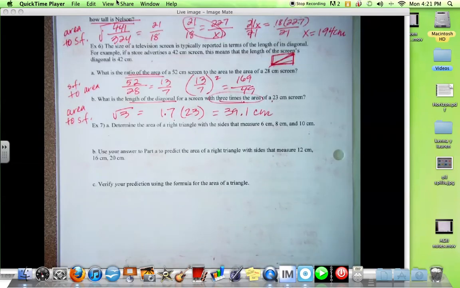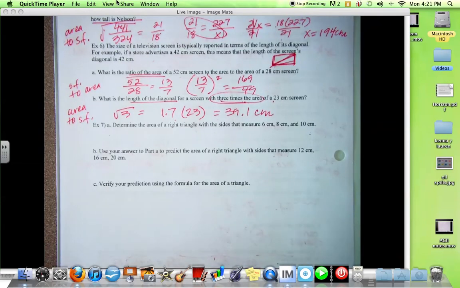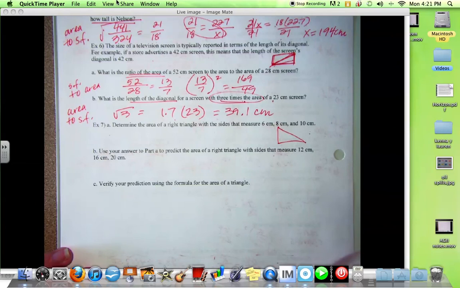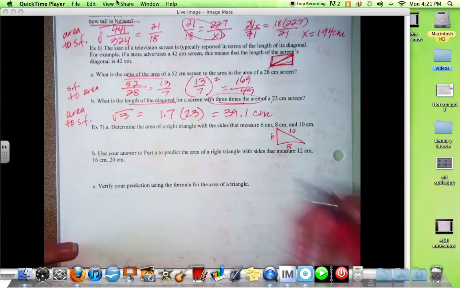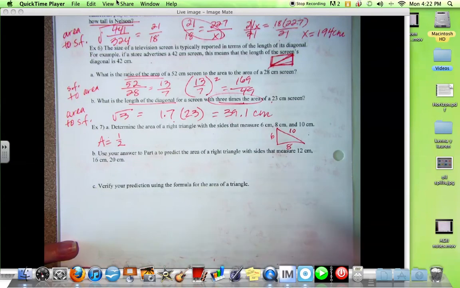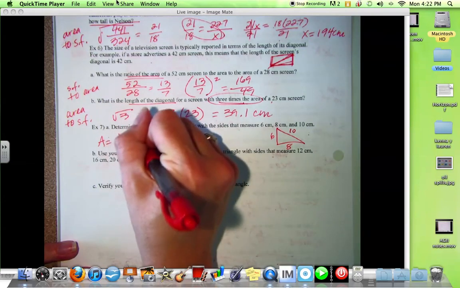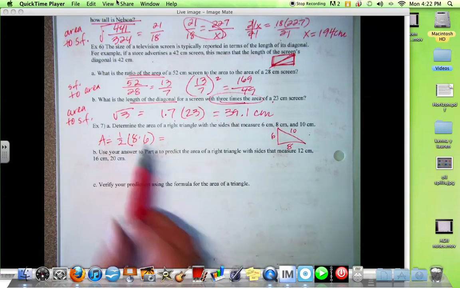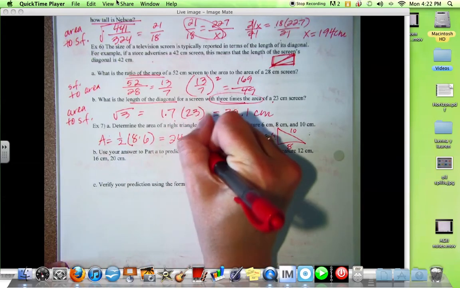Example 7. Determine the area of a right triangle with the sides that measure 6, 8, and 10 centimeters. So we have a right triangle, longest length always on the hypotenuse, 6 and 8. Doesn't really matter where those go. So area of triangle, 1/2 base times the height. So we have 1/2 times 8 times 6, which gives us half of 8 is 4 times 6, 24 centimeters squared.